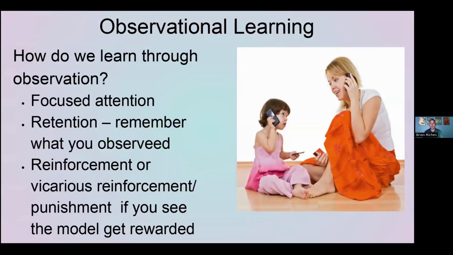So how do we learn through observation? One is focused attention. So this takes cognitive ability. It takes you actually focusing your attention on something. If you are not paying attention, you're not going to learn it. It's not going to stick in your mind. Retention is remembering what you observed. So making connections with it. If you have absolutely never seen skateboarding before, if you've never tried something like that, it's going to be really hard to connect it to other things, right? So there are things you can do to make that easier, like repetition, things like that.